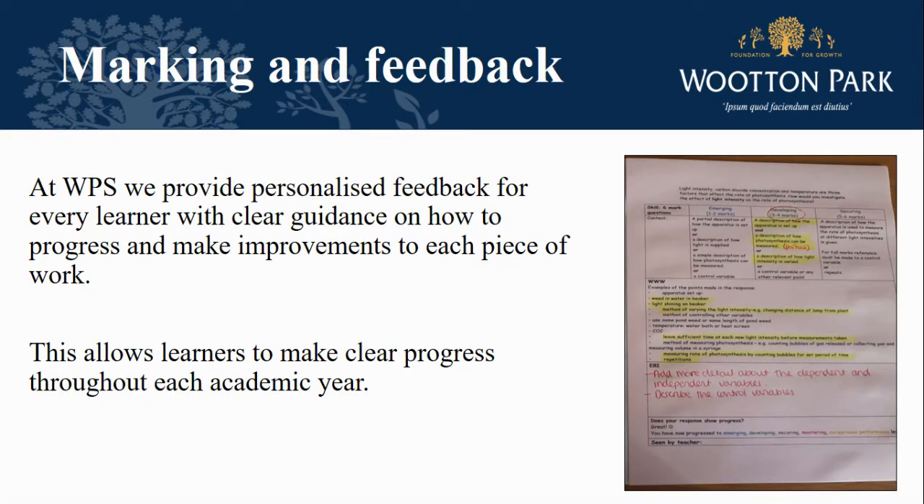When it comes to marking and feedback, at Wootton Park School we provide personalised feedback for every learner with clear guidance on how to progress and make improvements to each piece of work. This allows all of our learners to make clear progress throughout each academic year. Again, on the right-hand side of the slide here is a piece of teacher feedback. You can see we give a level as we mark. We provide what went well information and we tell each learner how to improve. Those learners will then add their improvements and we will go back to mark that piece of work to ensure that they have progressed.